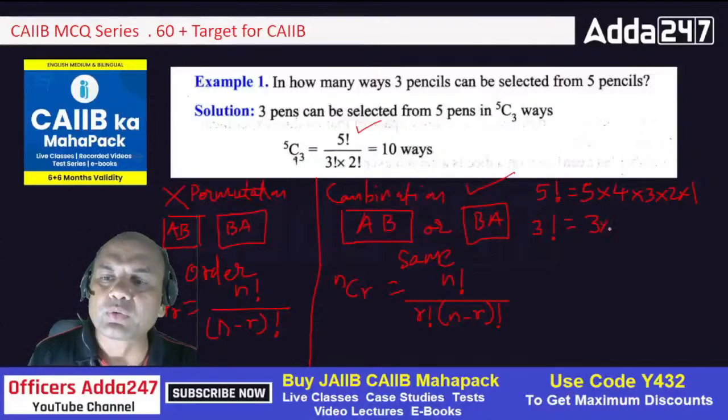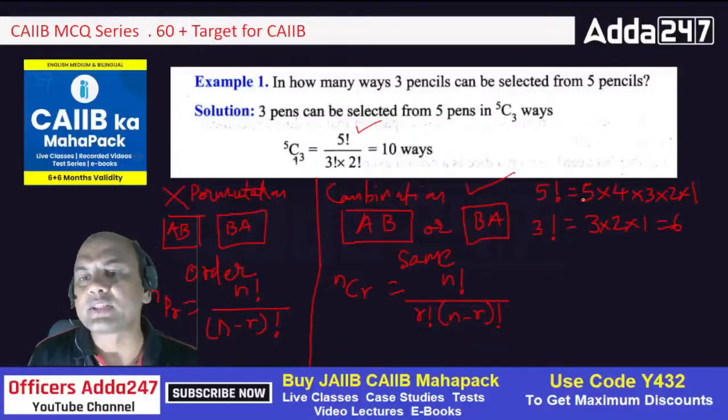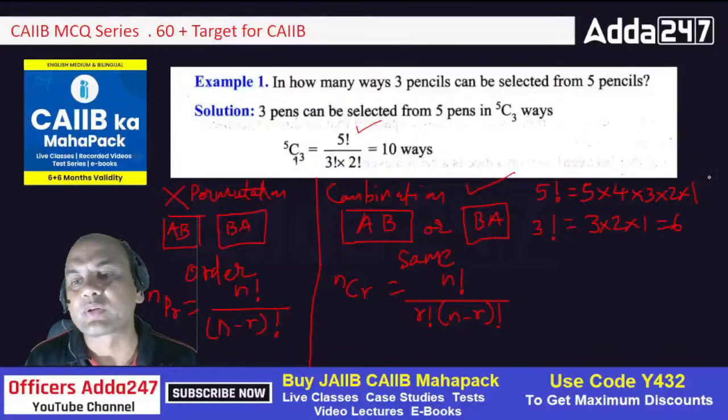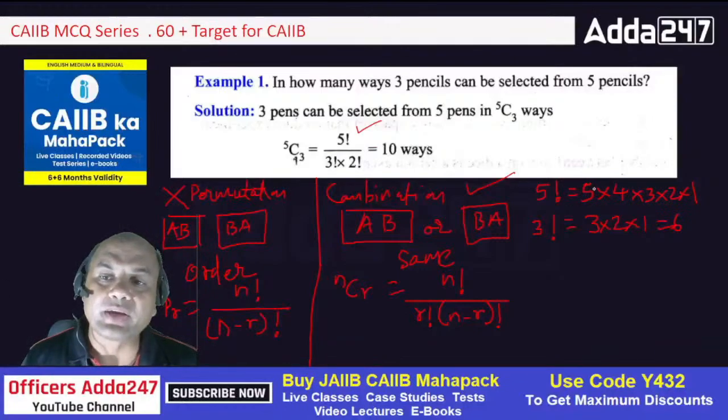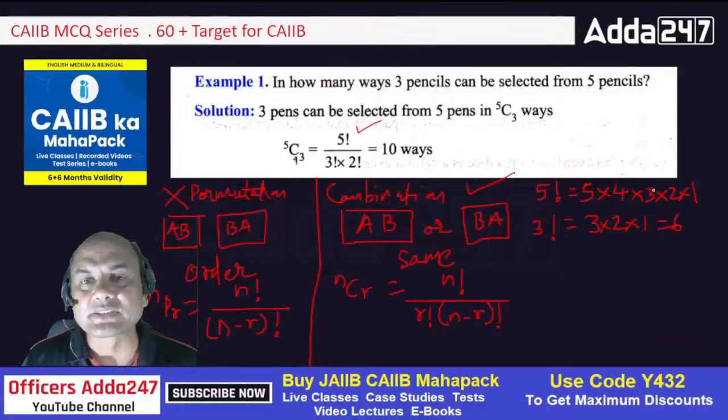3 into 2 into 1. So the answer is 6. What is the answer for 5 factorial? Give me the answer fast. It is 5 into 4, 20. 20 into 3, 60. 60 into 2. So what is the answer?